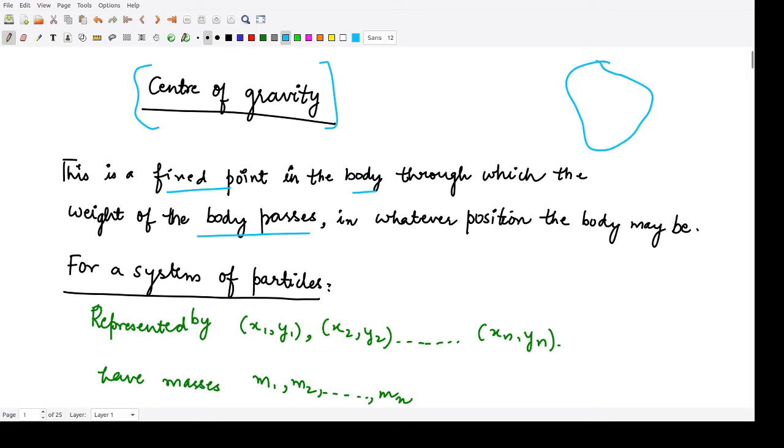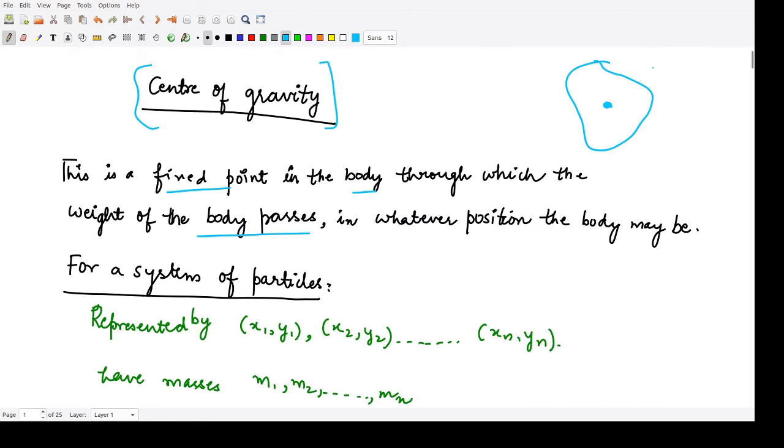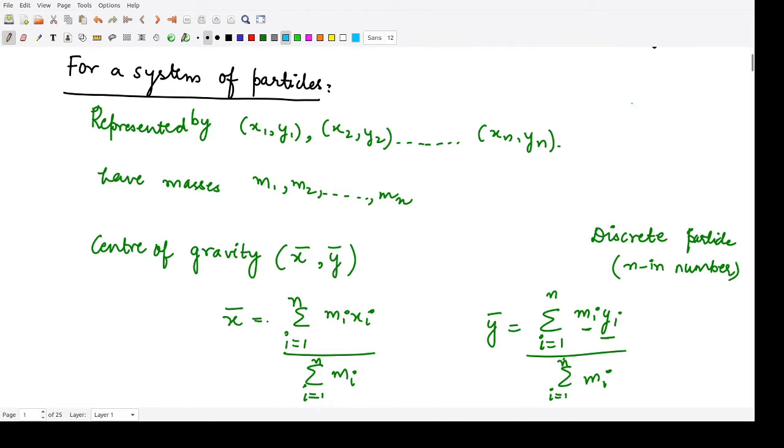Suppose you have this body and there would be some point inside this body such that the whole of the mass of the body is concentrated at this particular point. So that is its definition. Next is for a system of particles. Suppose now, instead of a body or some mass or matter, you have certain particles. These particles would also exhibit the same property. That means the mass of the whole of these particles would be situated at some single position over here.